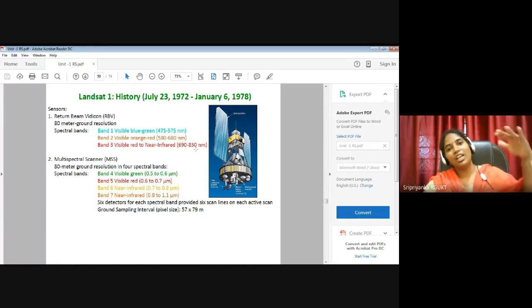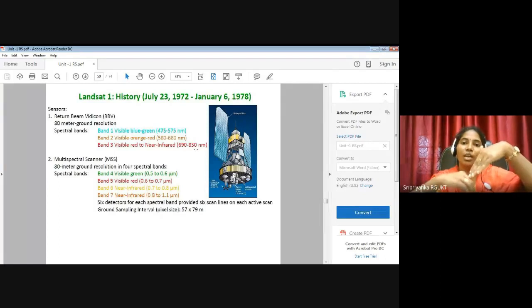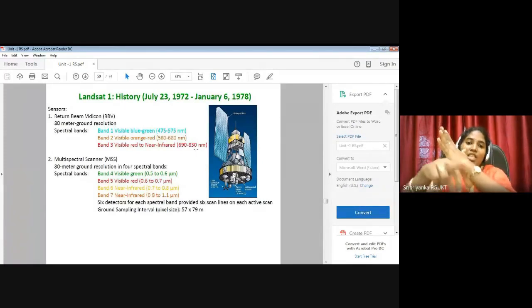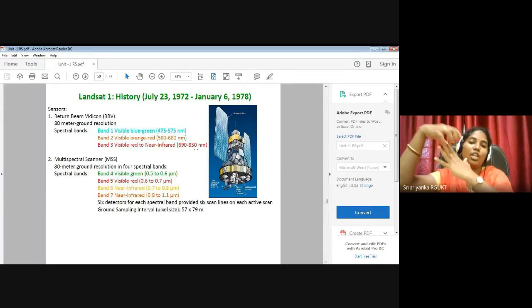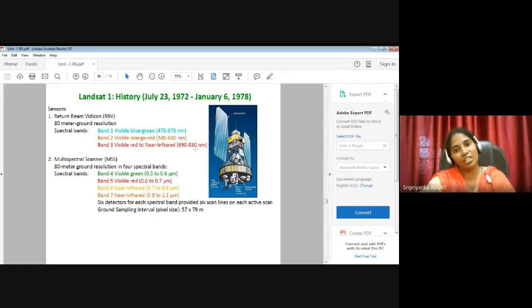Let's say RGB and infrared are falling onto the target like this. What happens? The sensor, the RBV, captures the reflection in certain wavelengths, corresponding to 0.47 to 0.57, 0.58 to 0.68, and 0.69 to 0.83. So only this sensor RBV has 3 bands in it, and it can only capture in those wavelengths.